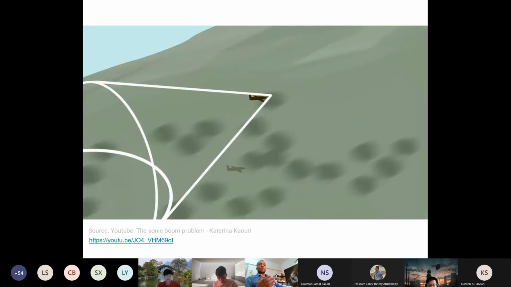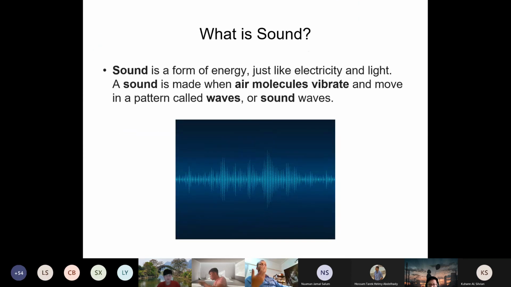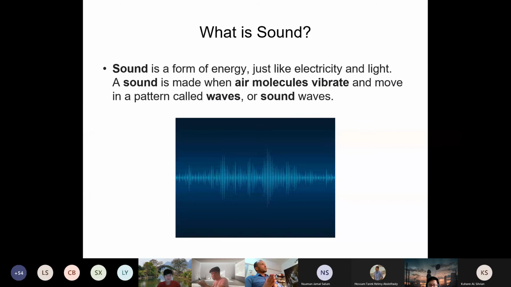Yeah, and something which is obvious: sound we cannot see, so it's invisible compared to visible light. Light we can see, but sound we cannot see unless, for example, we apply it to a specific material, so it starts moving, so we can know that there is a force. So what is sound? Sound is a form of energy, just like electricity and light. Sound is made when air molecules vibrate and move in a pattern called waves or sound waves.